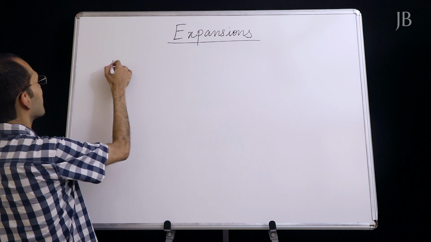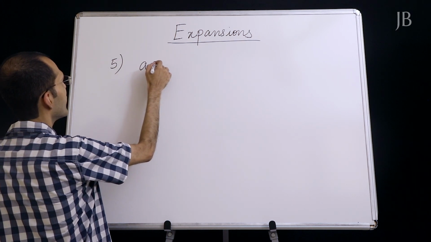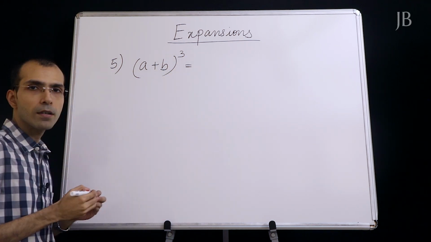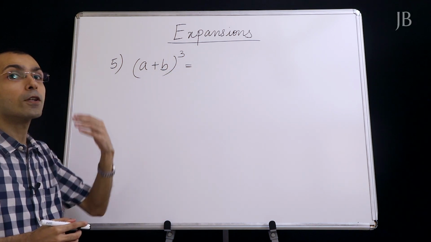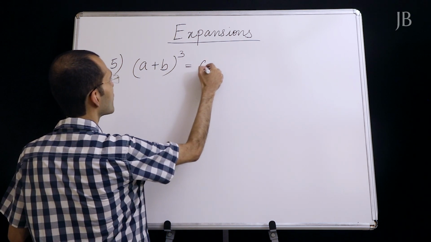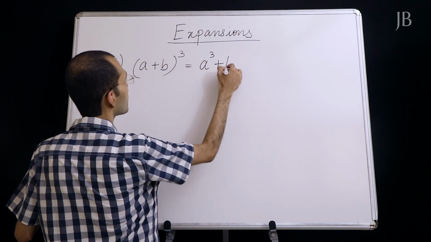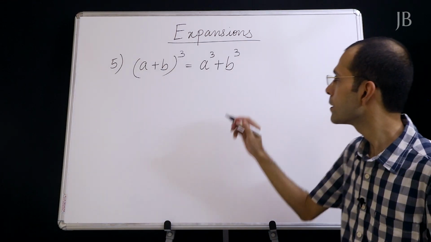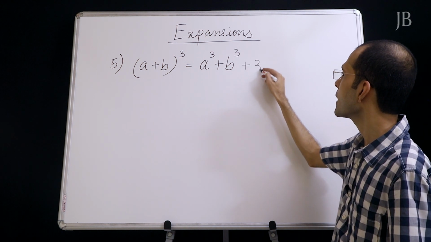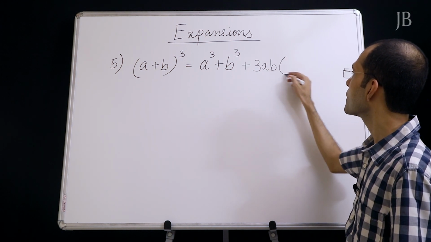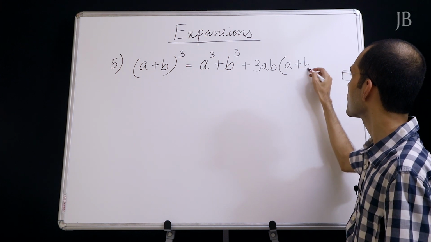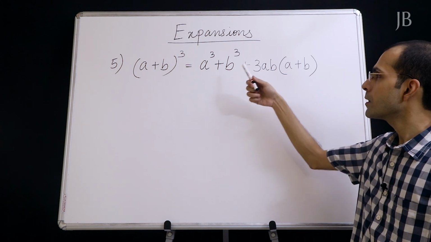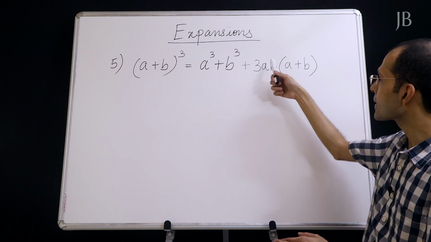Formula number now 5, (a + b) the whole cube. Be careful, it is (a + b) the whole cube. This will be a cube plus b cube, plus 3ab into (a + b), right? (a + b) the whole cube will be a cube plus b cube plus 3ab(a + b).